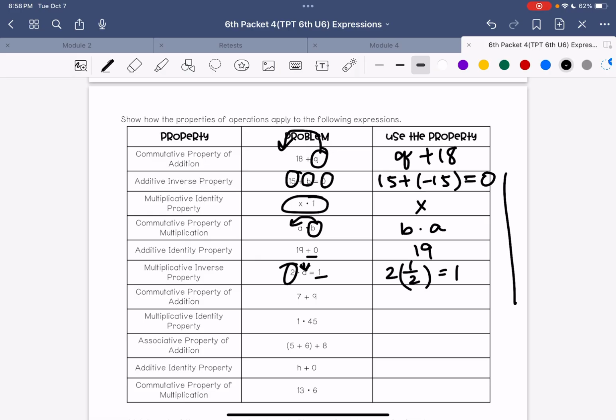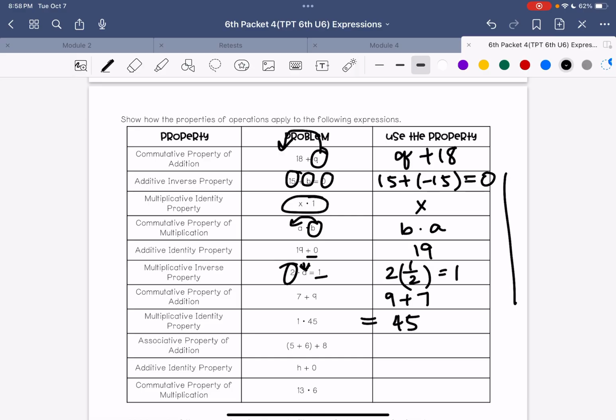Okay. Next one, commutative property of addition. If everything's being added, which it is in this problem, I can move this to this side of the 9 or move the 9 to the front of the 7. I can literally pick it up and put it in a different spot. And 9 plus 7 should give me the same answer as 7 plus 9. All right, multiplicative identity property, 1 times 45. We know that just equals 45. Anything times 1 gives you itself back again.